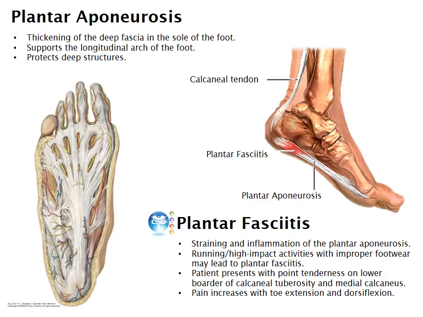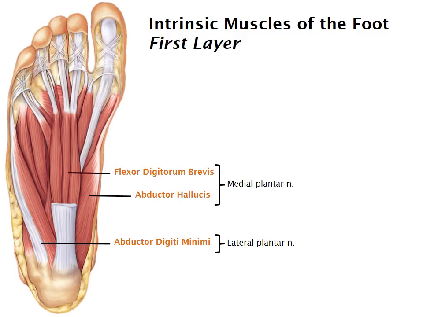Although it's called deep fascia, the plantar aponeurosis is relatively superficial. Deep to it are 4 layers of intrinsic foot muscles. In the lab, I only want you to ID and know the functions of the muscles of the first 2 layers of the sole of the foot. The abductor hallucis muscle abducts the great toe at the metatarsal phalangeal joint. The flexor digitorum brevis muscle flexes the lateral 4 digits. And the abductor digiti minimi abducts the little toe.